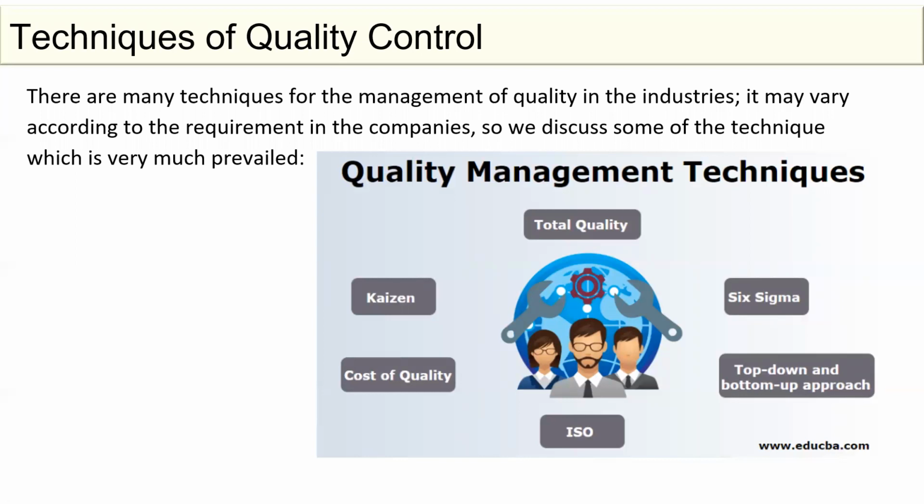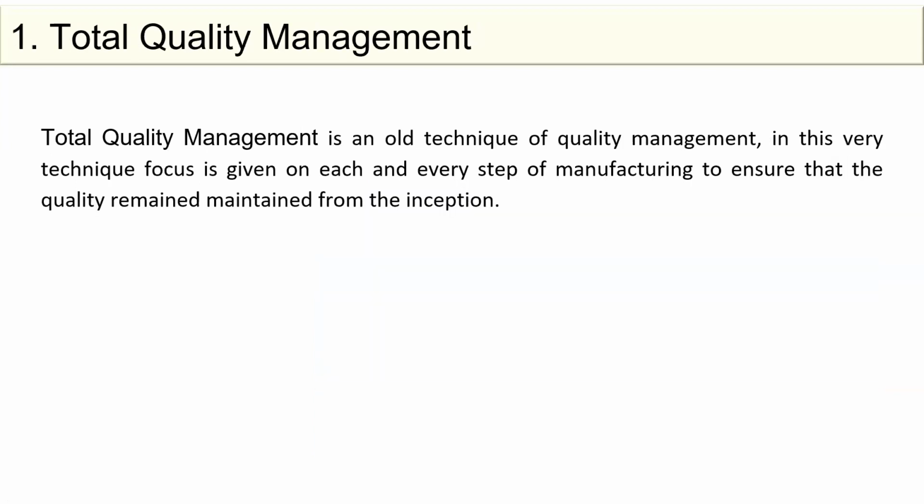Techniques of quality control. There are many techniques for the management of quality in the industries. Look at the total quality techniques, that is total quality, Six Sigma, top down and bottom up approach, ISO, Kaizen, and cost of quality. Let us see what is this. Total quality management is an old technique of quality management. In this technique, focus is given on each and every step of manufacturing to ensure that the quality remains maintained from the inception.